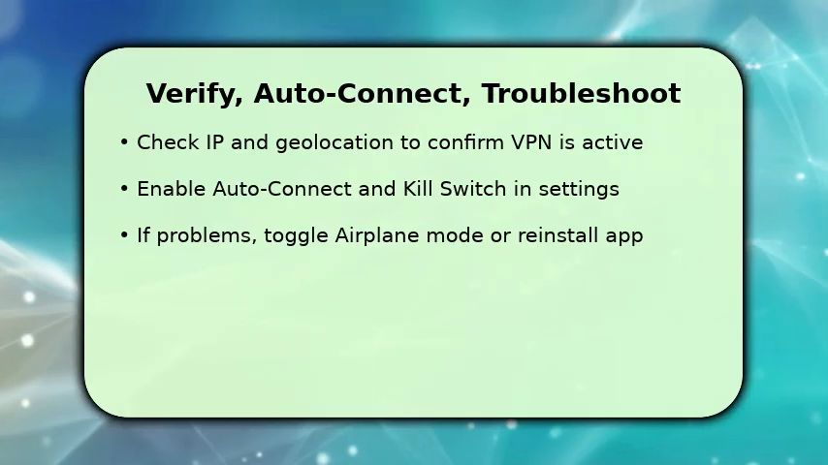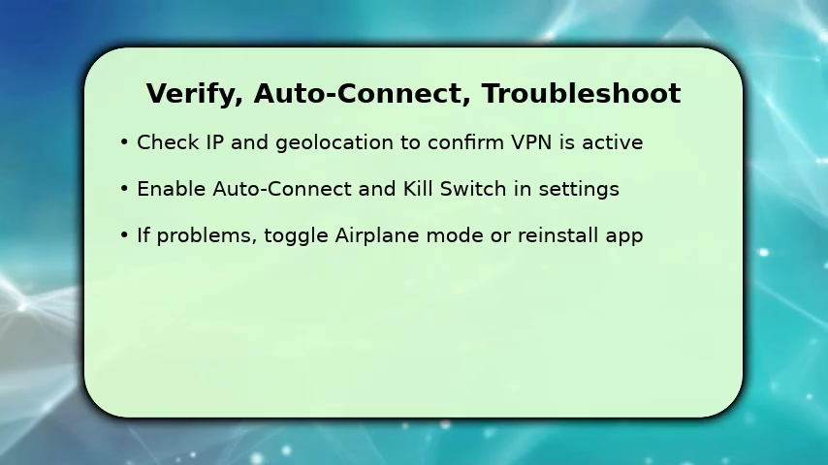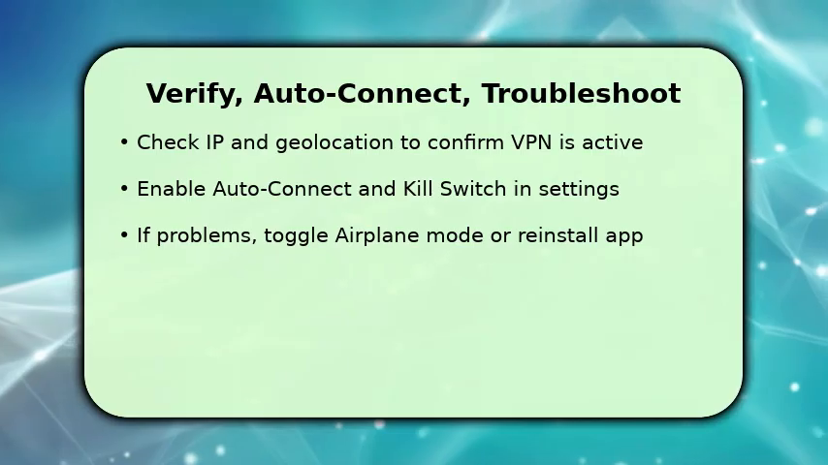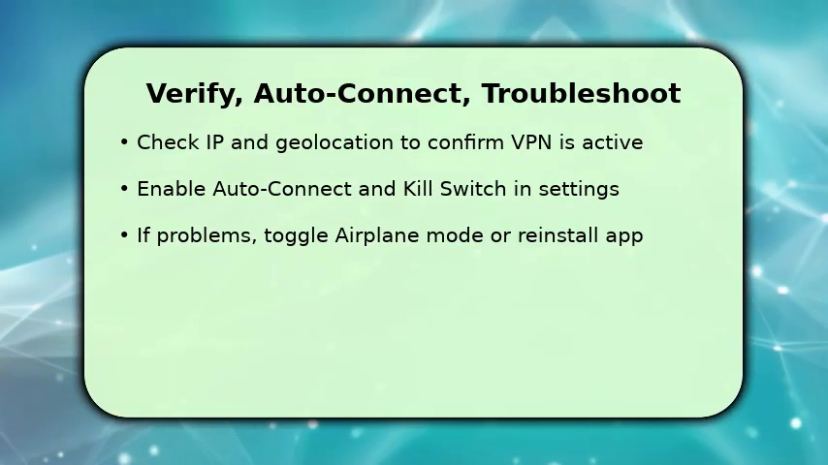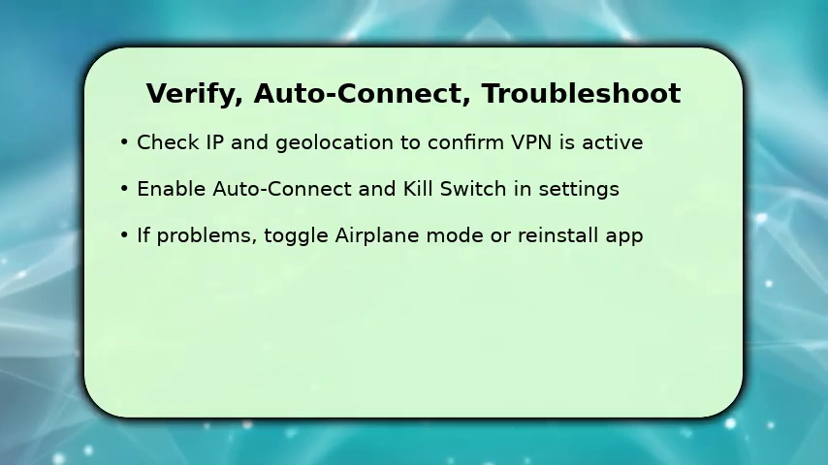Enable Auto Connect and the Kill Switch in Panda settings so your traffic stays protected if the VPN drops. If you can't connect, first toggle airplane mode on for 10 seconds and off to reset networking. If that fails, sign out, reinstall the app, and confirm your subscription is active. Those steps resolve most issues.